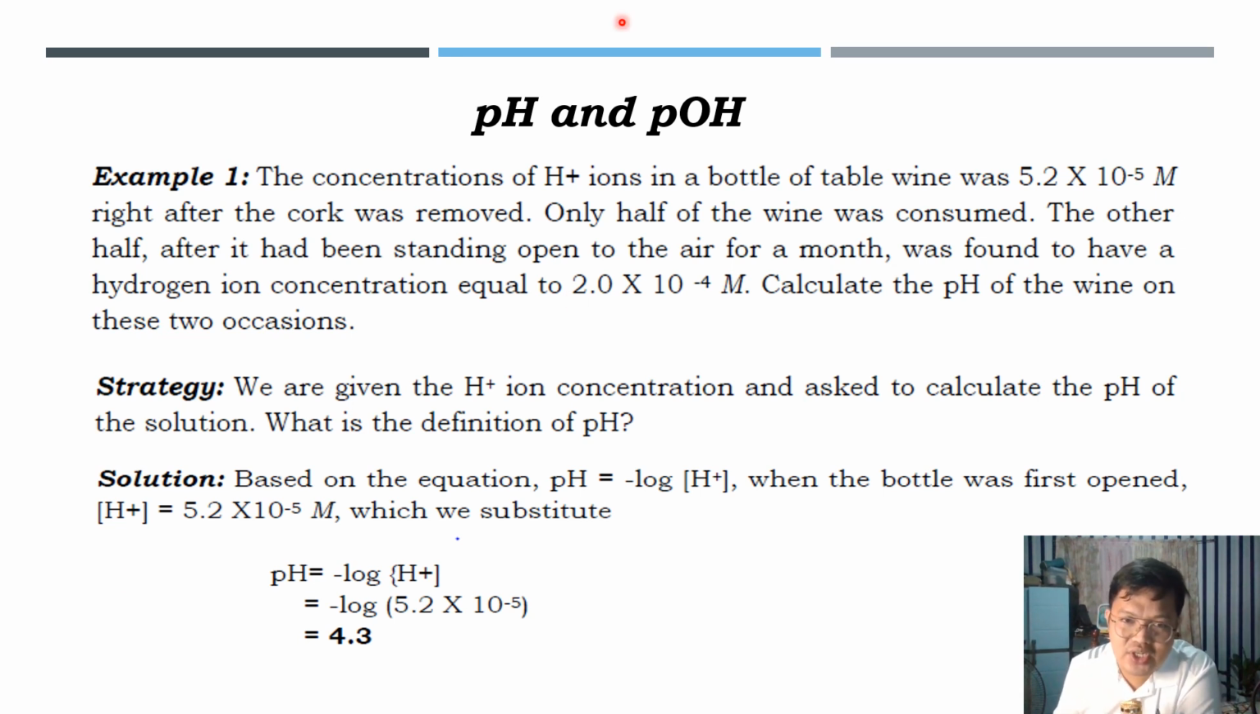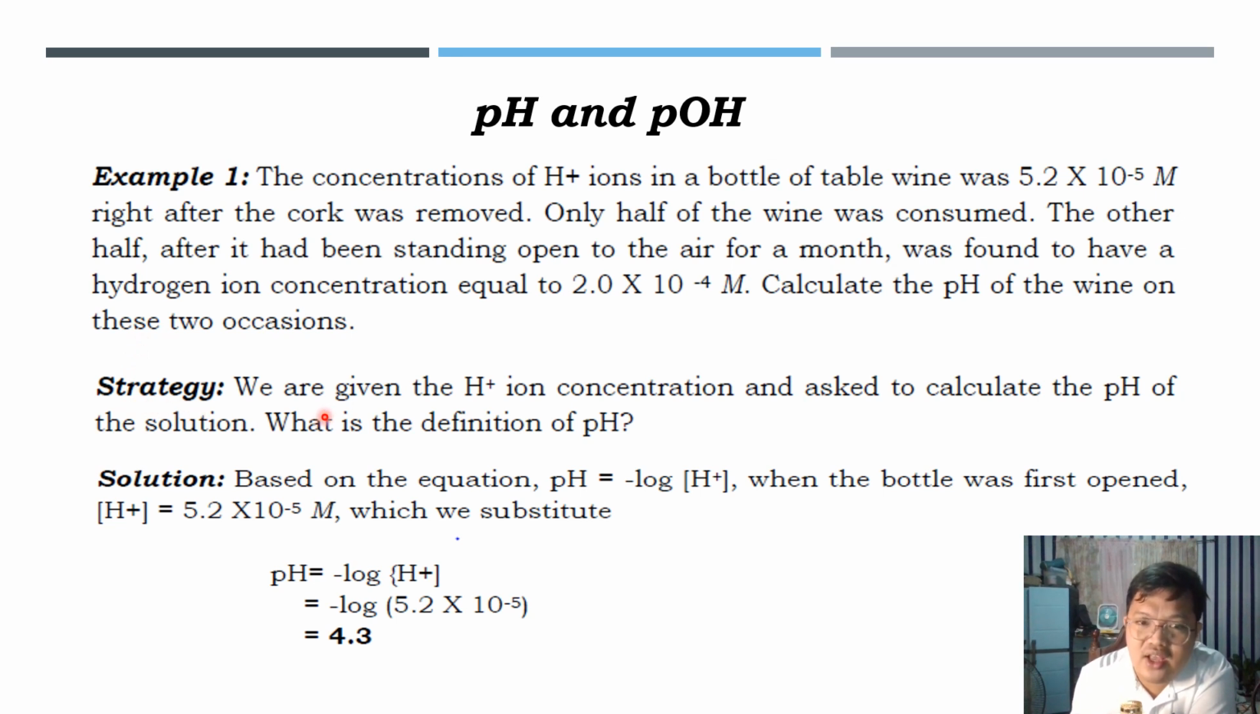The concentration of H plus ions in a bottle of table wine was 5.2 times 10 raised to negative 5 molar right after the cork was removed. Only half of the wine was consumed. The other half, after it had been standing open to the air for a month, was found to have a hydrogen ion concentration equal to 2.0 times 10 raised to negative 4 molar. Calculate the pH of the wine on these two occasions.